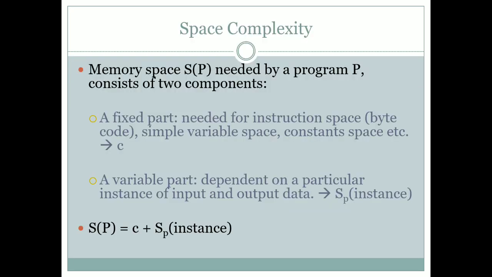First, space complexity. Space complexity mainly deals with the memory required for any particular program execution. Total memory required will have mainly two components. First, a fixed part, and second, a variable part. In the fixed part, we will consider instruction space, variable space, and constant space.